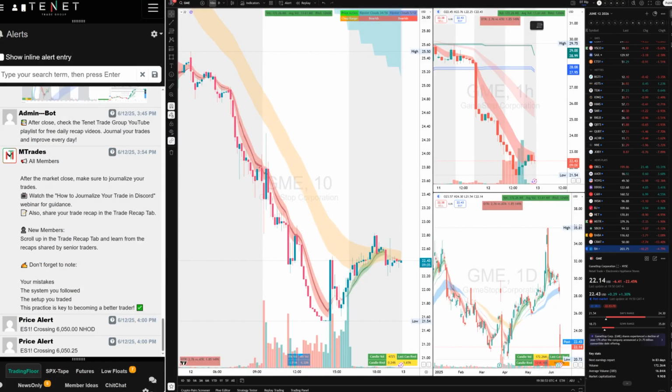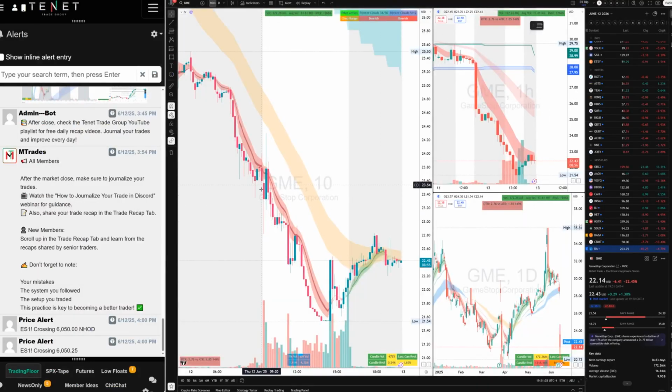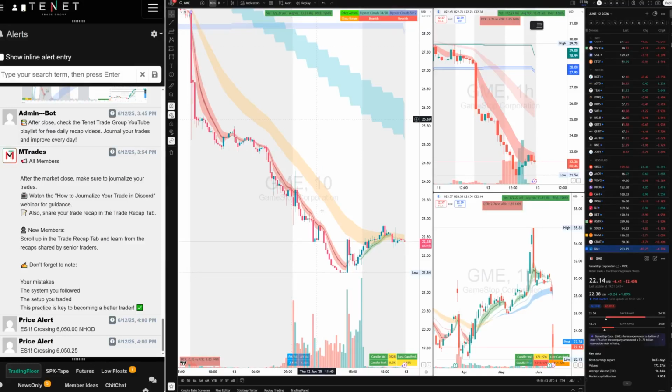It actually rejected, just like I mentioned in the pre-market plan: watch the pops to 25, cautious of the calls, no short over 25. 23 was a downside support. Once this was gone, it was a short. You short the pops, fade it all the way back, decent trade, and you can see that it's pretty bearish. It broke the 1 hour clouds, all under 50 EMA. So all day fade on GameStop from our game plan.